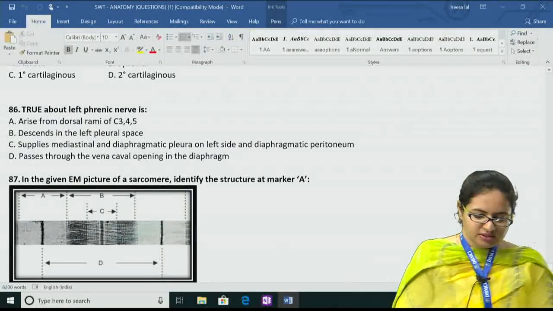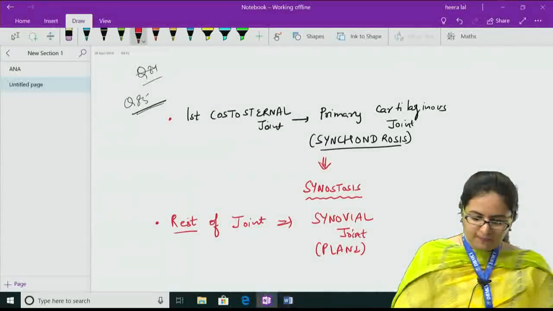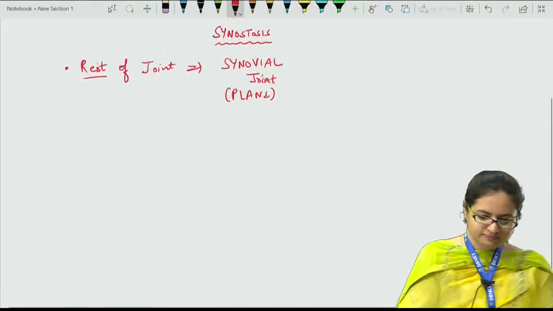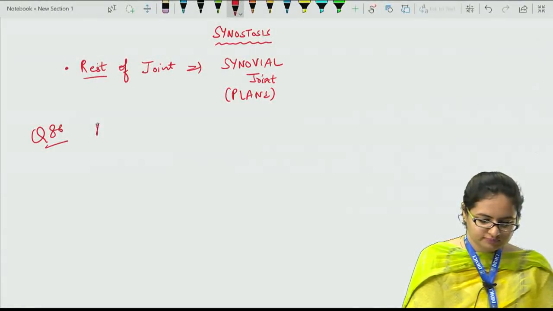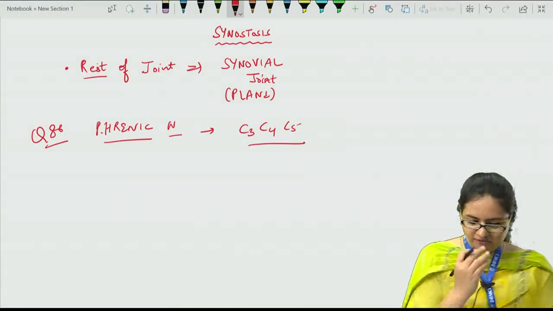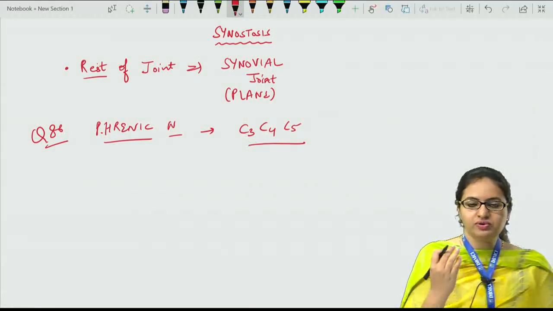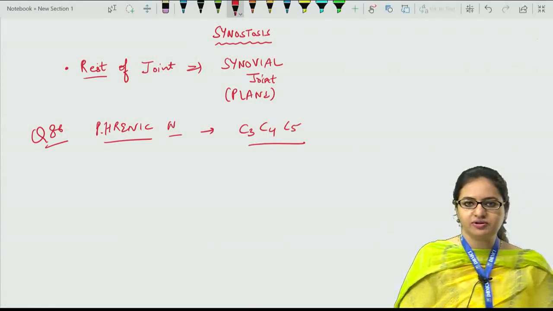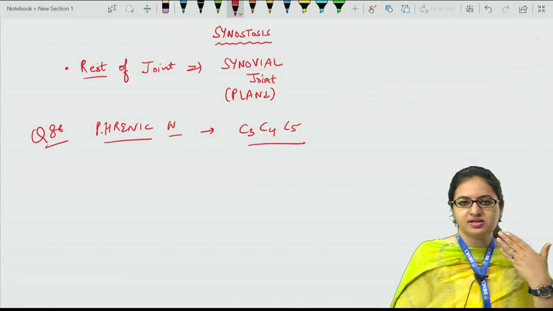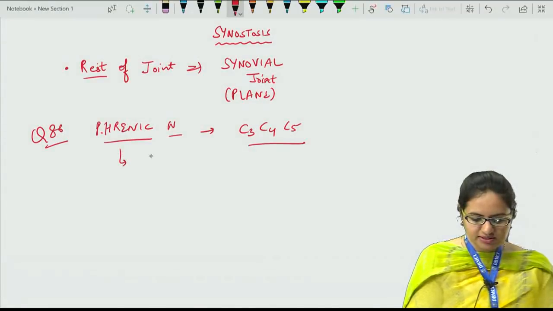Question number 86, regarding the phrenic nerve. The root value of the phrenic nerve is C3, C4 and C5. After arising from C3, C4 and C5, it descends down towards the diaphragm. As it is descending in the neck, it travels anterior to the scalenus anterior muscle, so it is related to the scalenus anterior muscle.